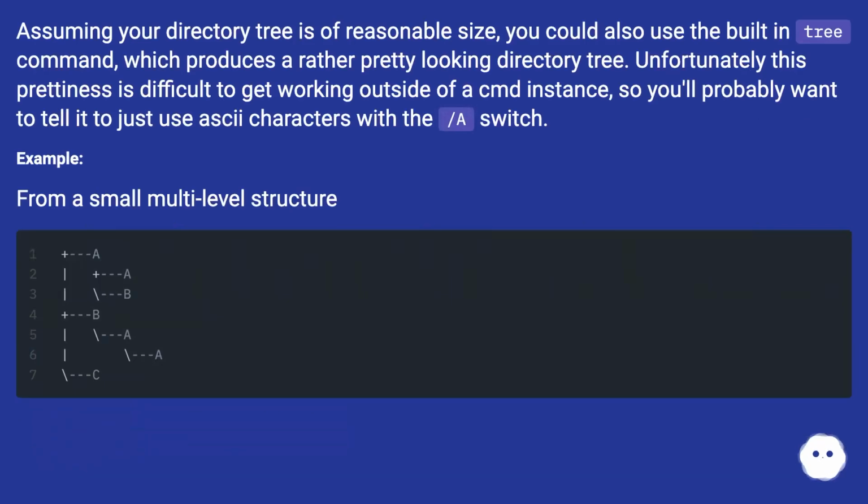Assuming your directory tree is of reasonable size, you could also use the built-in tree command, which produces a rather pretty-looking directory tree. Unfortunately, this prettiness is difficult to get working outside of a CMD instance, so you'll probably want to tell it to just use ASCII characters with the switch. Example, from a small multi-level structure.